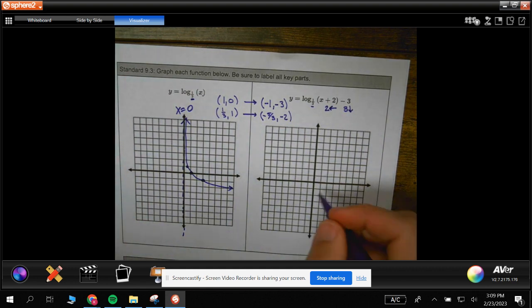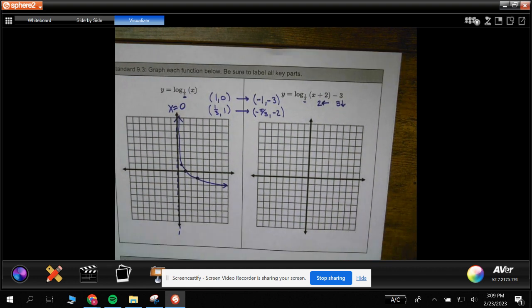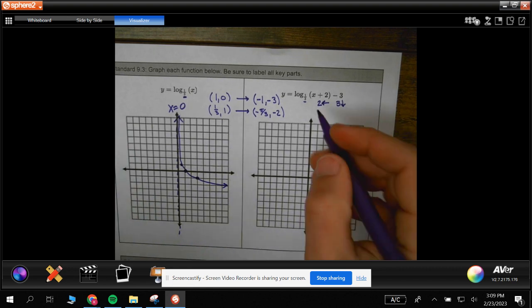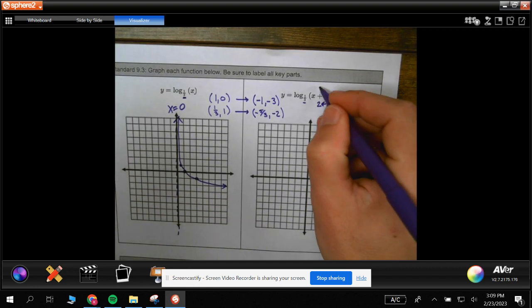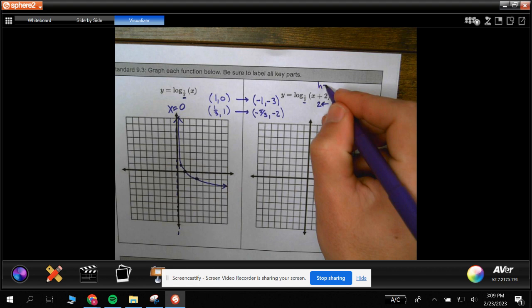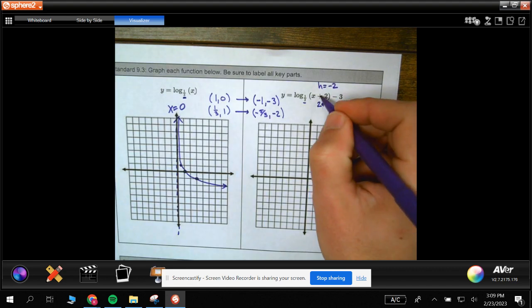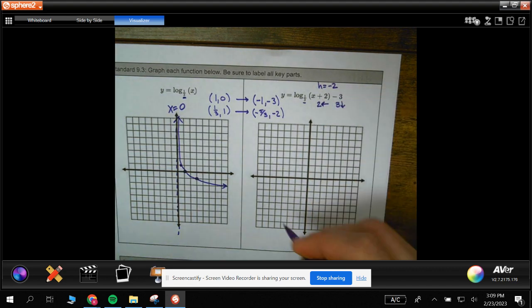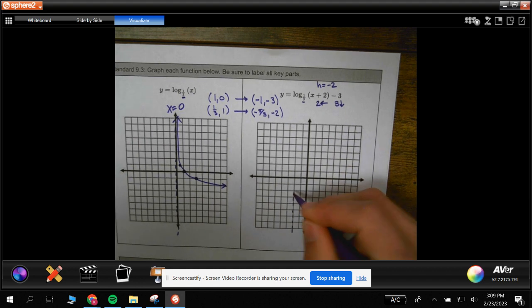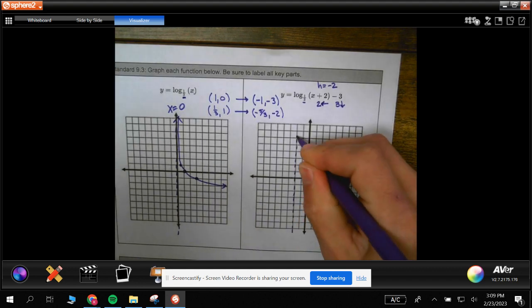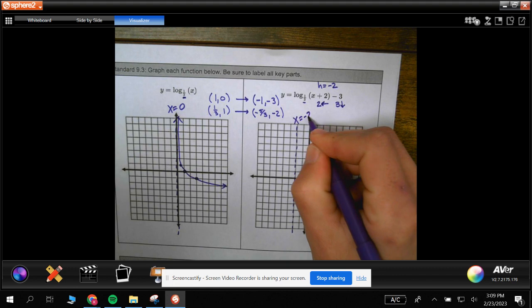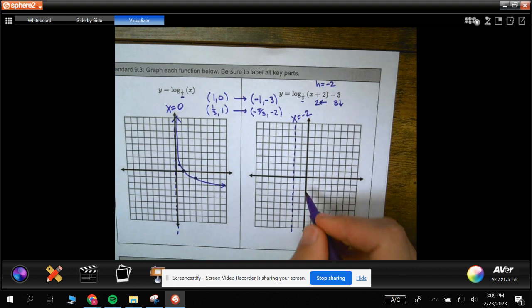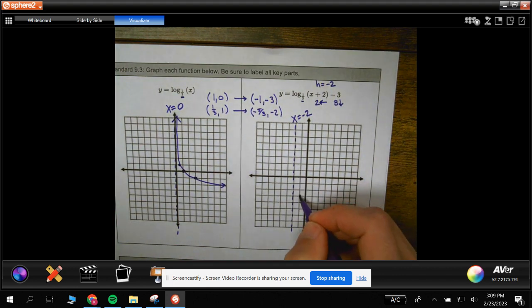So if I plot those 2 points, actually, you know where I should have started? I should have started with my asymptote. Now here, h is -2 because it's x minus -2, which makes it a plus. So I should draw in my asymptote first, right there. First step, draw my asymptote. X equals -2. So my 2 points, -1, -3 is right there. -5/3, -2 is right about there.